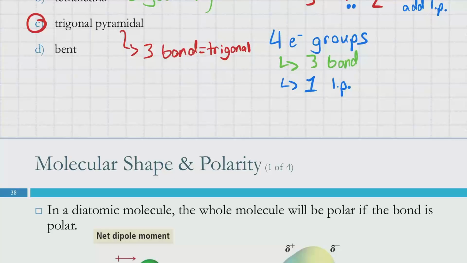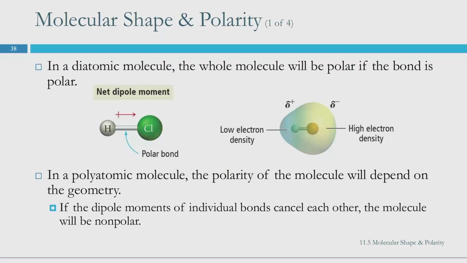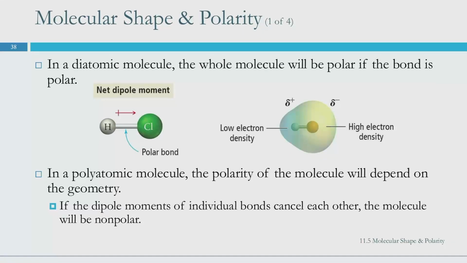Expanding on shapes, we also get to deal with polarity with shapes. In a diatomic molecule, meaning we've just got 2 atoms that are bonded to each other, the entire molecule, all 2 parts of it, will be polar if the bond is polar.